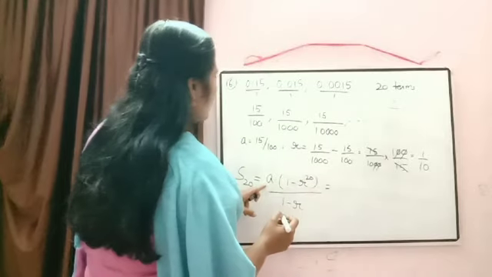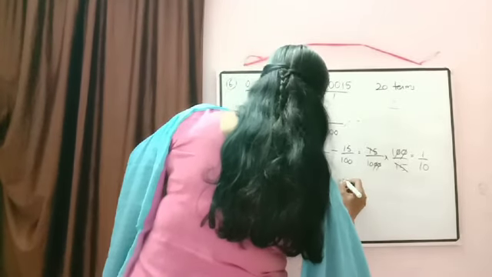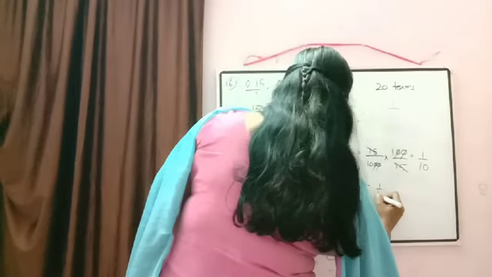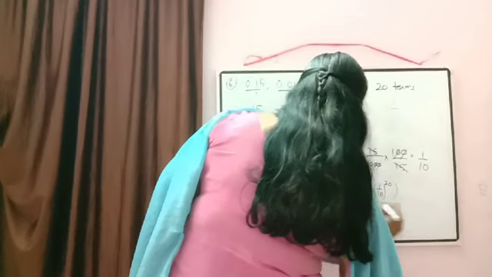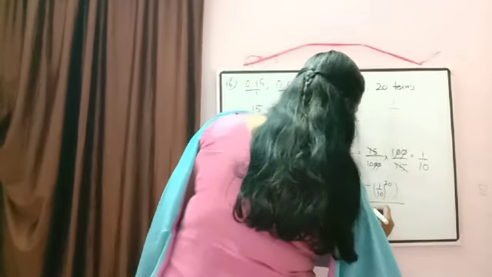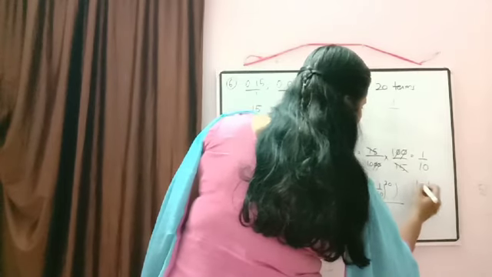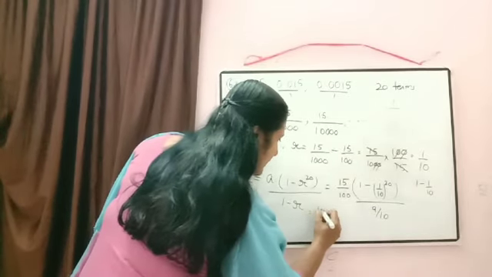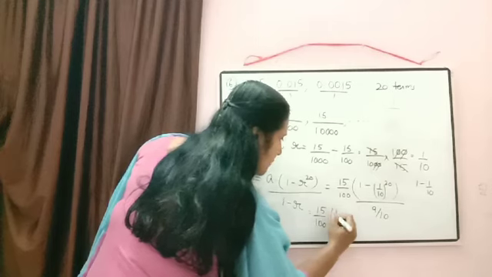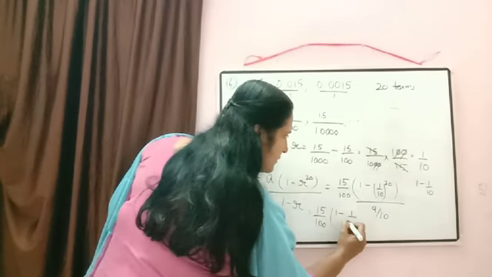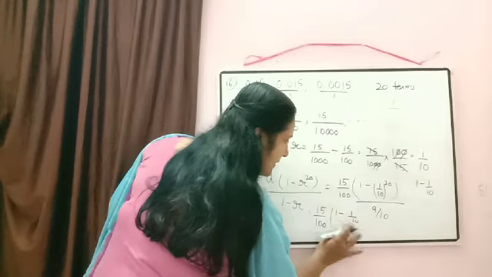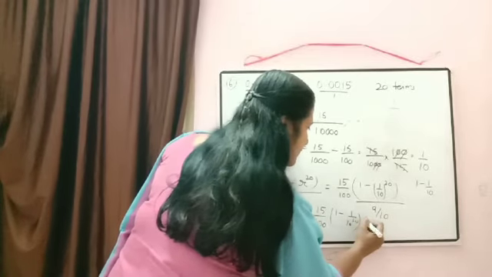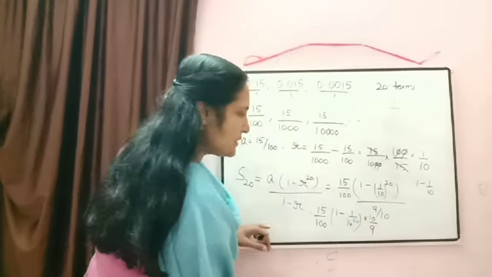Okay. What is the value of A here? A is equal to 15 by 100. So 15 by 100 into 1 minus 1 by 10 raised to 20 divided by 1 minus 1 by 10. So 1 minus 1 by 10, shall I subtract it? So it will be equal to 9 by 10. Now 15 by 100 into 1 minus 1 by 10 raised to 20, divided by 9 by 10. Now if you want to change the division into multiplication, we have to take the reciprocal. So it will be equal to 10 by 9.